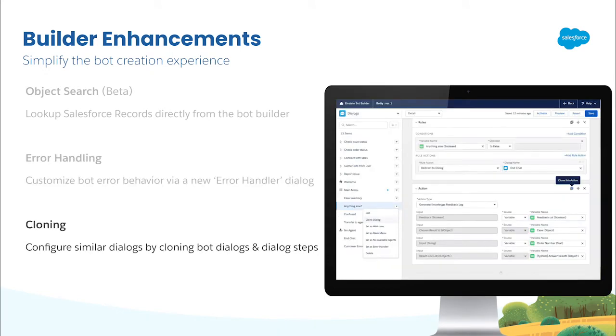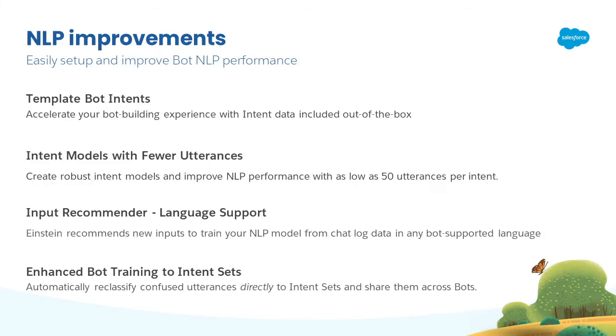Lastly, just as you're able to clone a bot, you can also clone dialogues with the new cloning actions. You can now set up a bot with several similar dialogues through the cloning action, which can copy over messages, questions, rules, and actions. Last but not least, we've been working on new NLP improvements to help you easily set up and boost your bot's NLP performance.